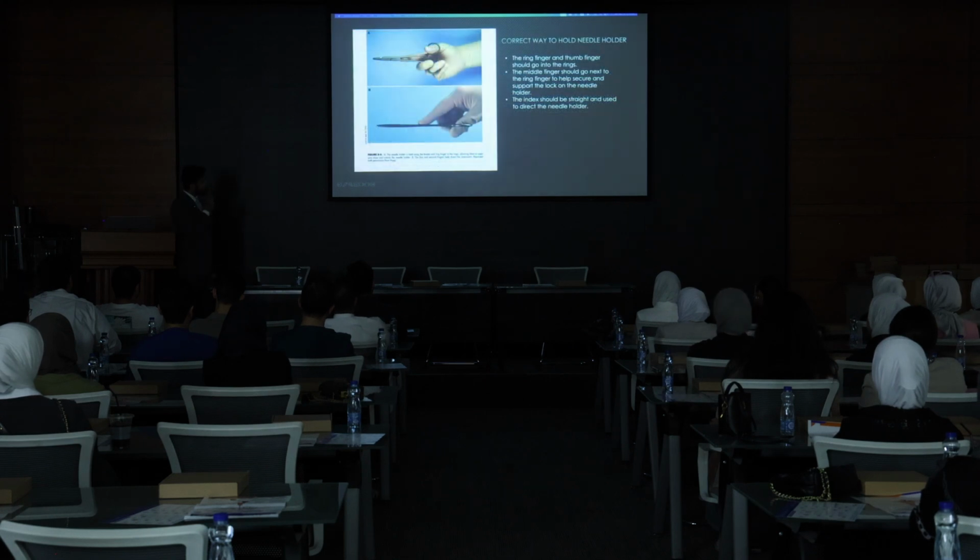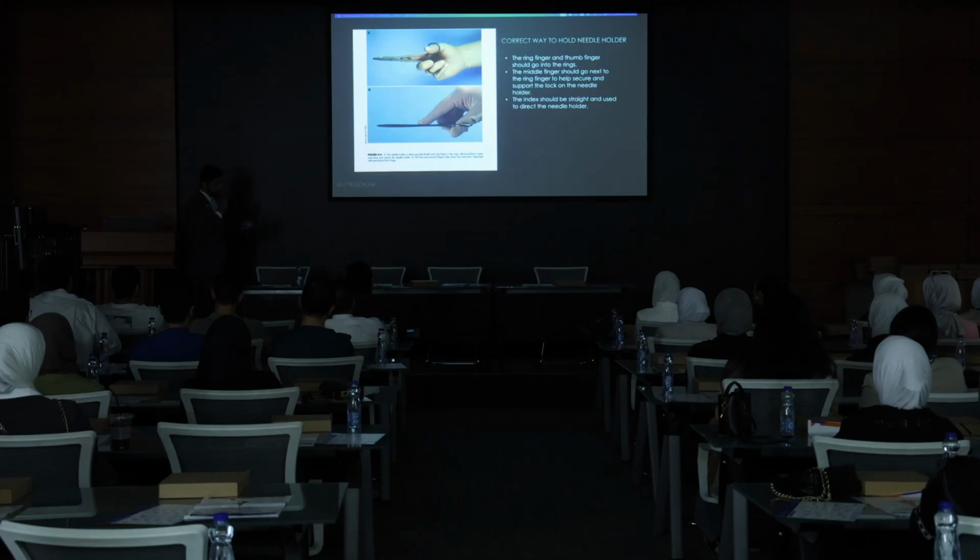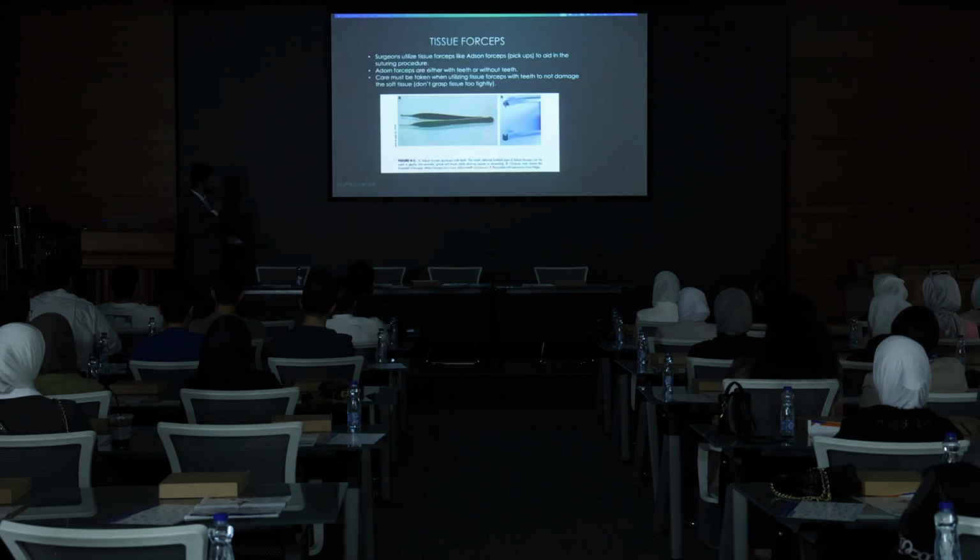This is the correct way to hold your instrument, whether it's a needle holder, scissors, or hemostat. The ring finger and thumb should go into the rings. The middle finger should be next to the ring finger to help secure and support the lock on the needle holder. The index should be straight to help maneuver and direct the needle holder. This is tissue forceps, Addison tissue forceps.